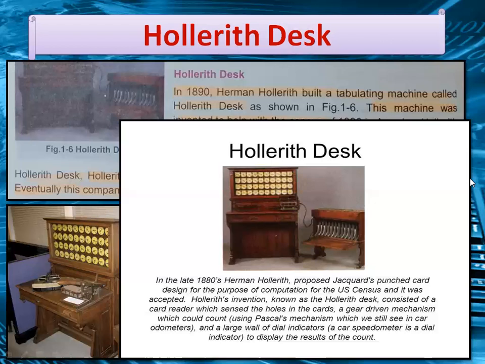Here on your screen, we have a display screen which consists of the dial indicators, like a car speedometer, a dial indicator to display the results of the count. And we can use the punch card to input data, punching the card into the machine. We can use the punch card as well for the output. So this is the punch card system used in the Hollerith disk. Dear students, I hope you understand its working.